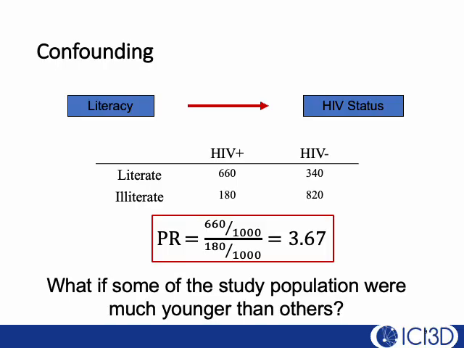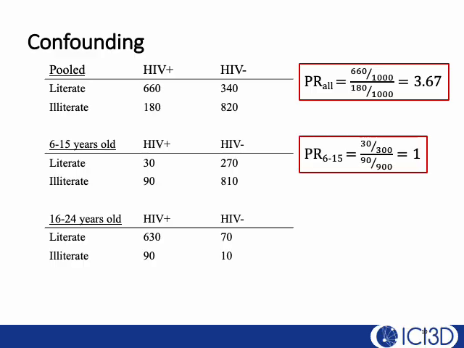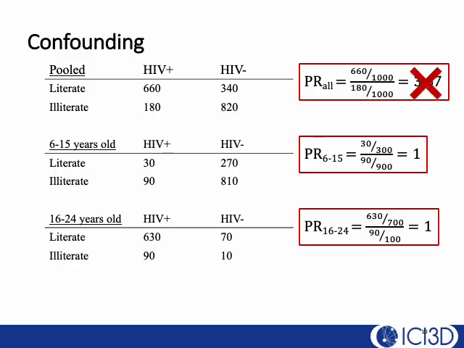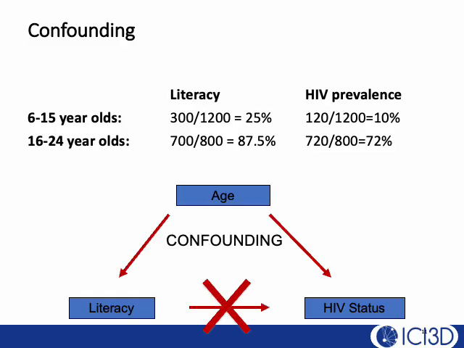What if some of the study population were much younger than others? If we break the data down by age, we see that prevalence ratios for 6 to 15-year-olds and for 16 to 24-year-olds break down to 1, implying no association between literacy and HIV status within age groups. Rearranging the tables in the previous slide, we can see that in this study, literacy increases with age and HIV prevalence increases with age. And all this evidence shows that age is a confounding factor for the relationship between literacy and HIV status.